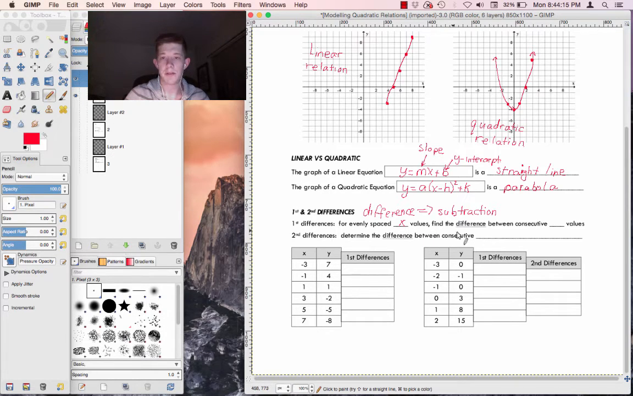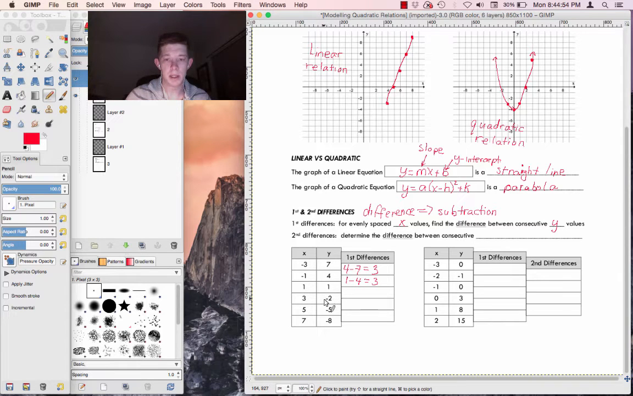So after we've done that, find the difference between consecutive y values. We want to do the same idea here. So you want to take the second one, the bottom one here, 4, minus the one that came before it, 7. So you go 4 minus 7, and you get -3. Now the next one we want to do is 1 minus 4. So we're always taking the second y value, and subtracting the one that comes above it in the table.